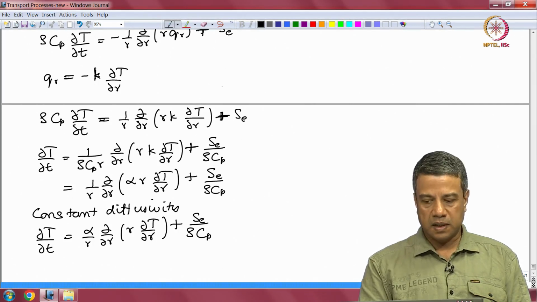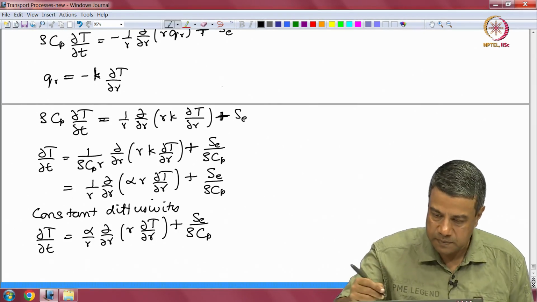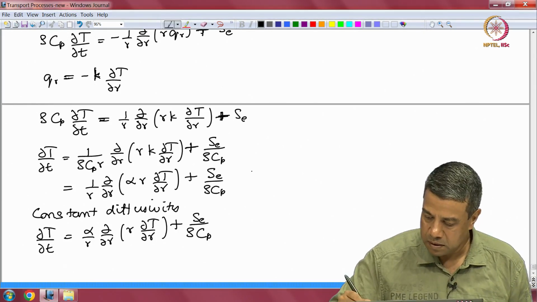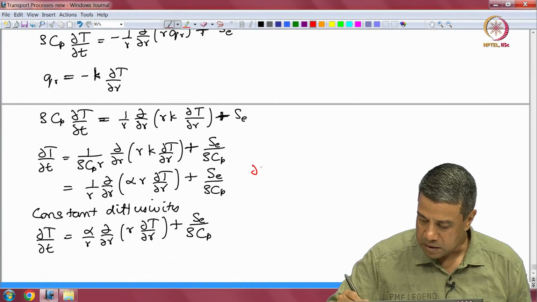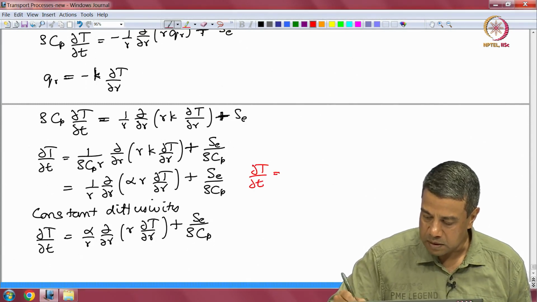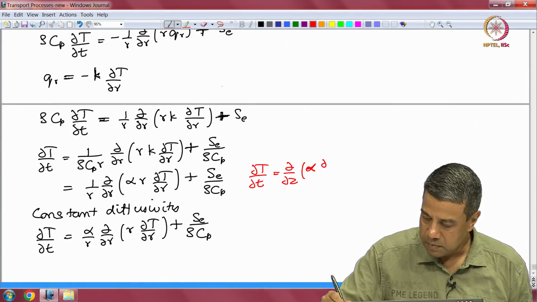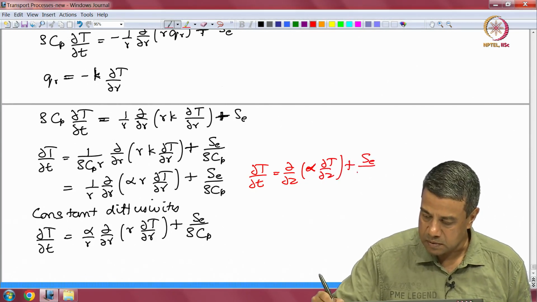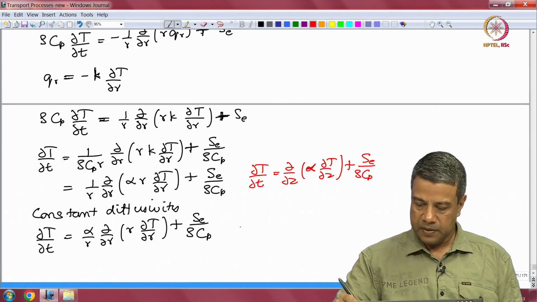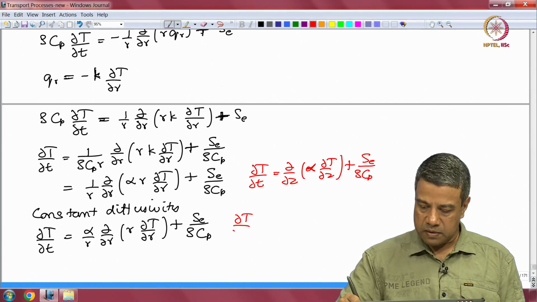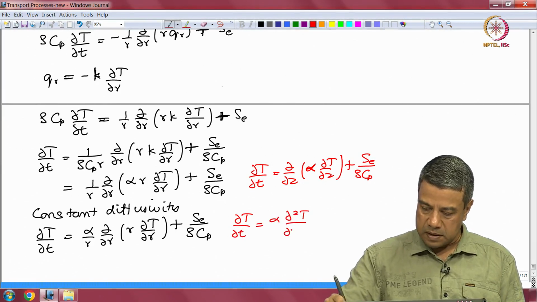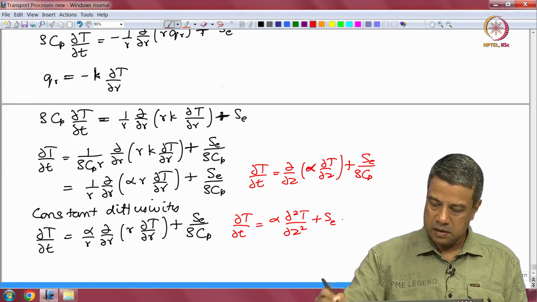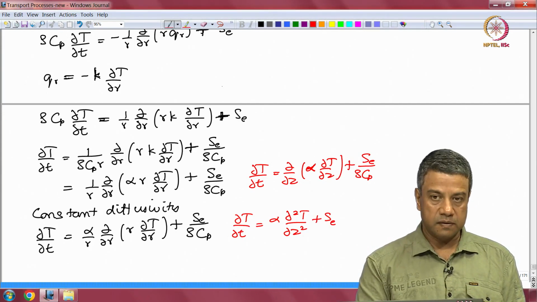Compare this with what we had for a Cartesian coordinate system. Okay. There, if you recall, partial T by partial t was equal to d by dz of alpha partial T by partial z plus S_E by rho Cp. Okay. And for constant diffusivity, it was partial T by partial t is equal to alpha d square T by dz square plus S_E. Okay. So, these were for constant diffusivities. Okay.